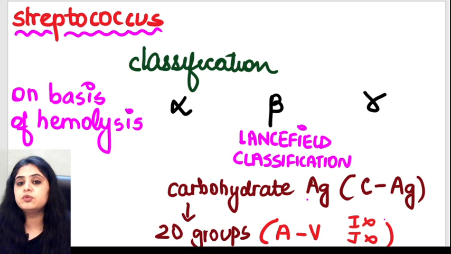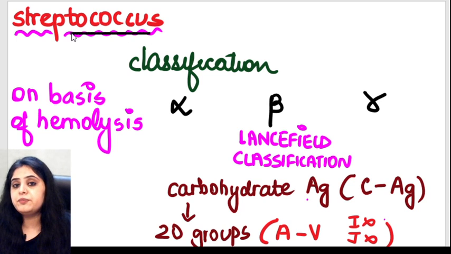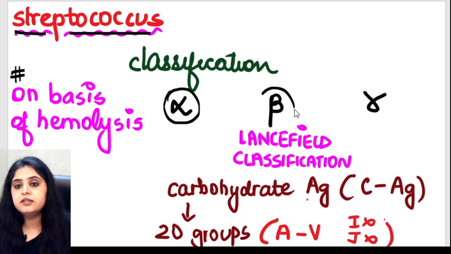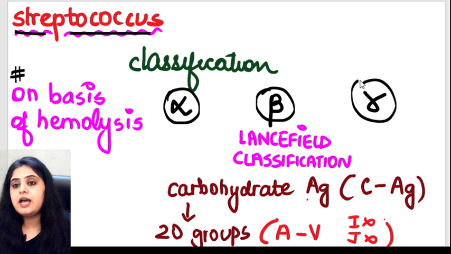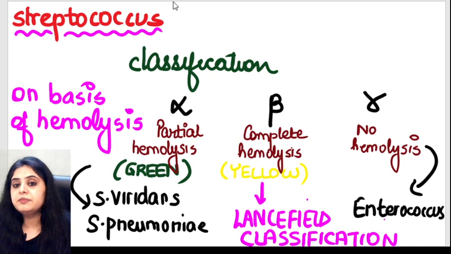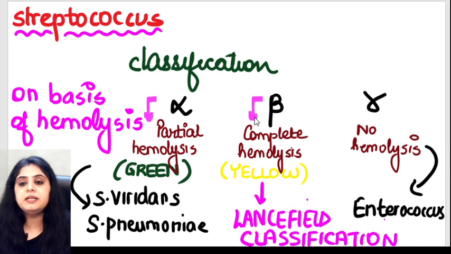So first and foremost, what classification am I talking about? So guys, that is for Streptococcus. On the basis of hemolysis, Streptococcus is alpha hemolytic, beta hemolytic, and gamma hemolytic. What do I mean by alpha, beta, and gamma hemolytic? Let me first explain that to you. Alpha hemolytic means partial hemolysis, beta means complete hemolysis, gamma means no hemolysis.